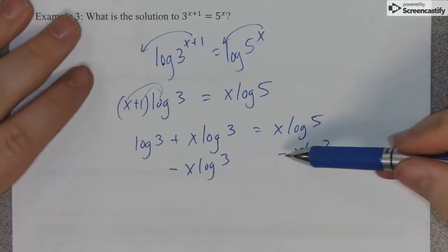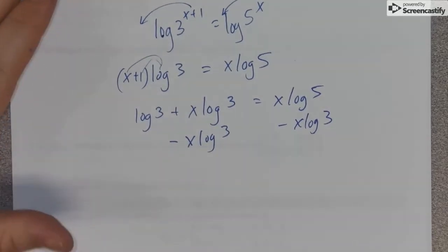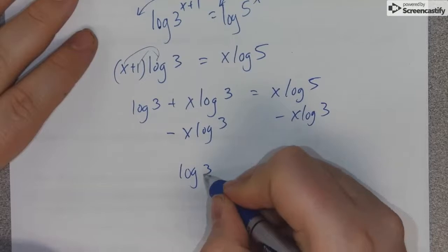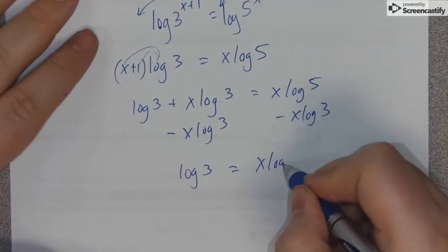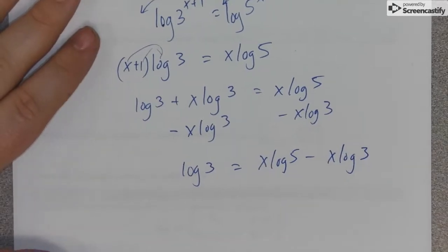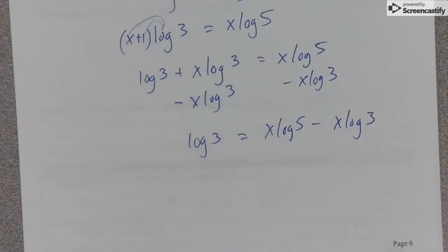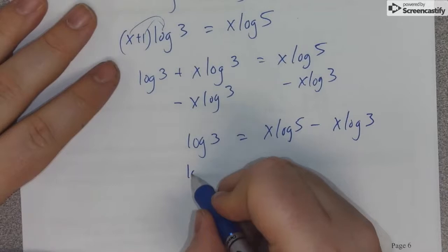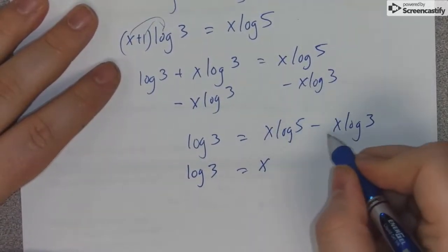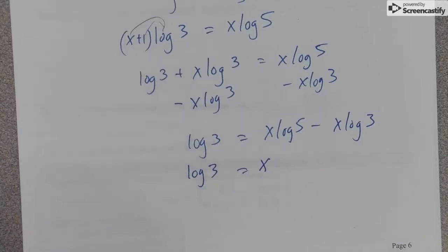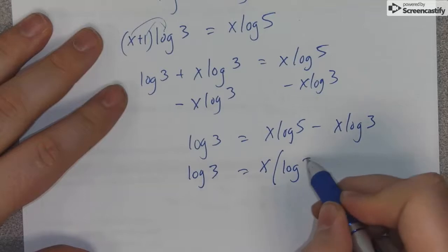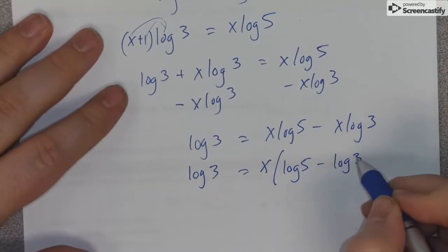Now I cannot just do 5 minus 3 and say, oh, that's 2. It's not the way this works. I could do log of 3 equals x log of 5 minus x log of 3. I have to keep them separate. Now I'm going to factor out an x from these two. So from x log 5 and x log 3, I'm pulling out an x. So what's left is log of 5 minus log of 3.